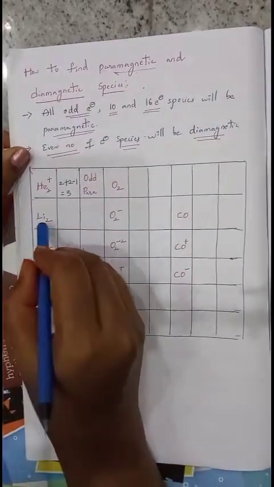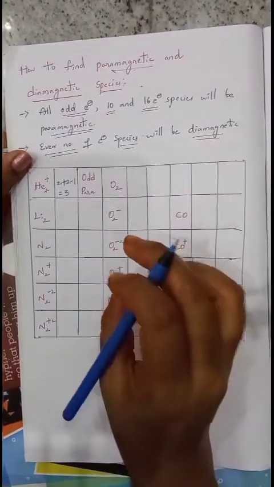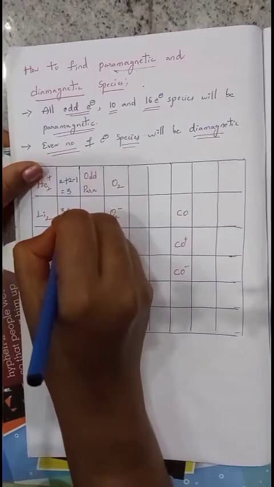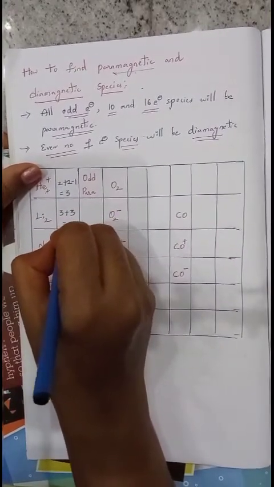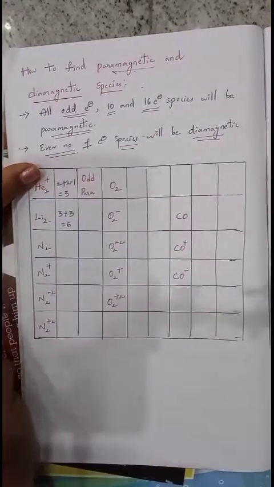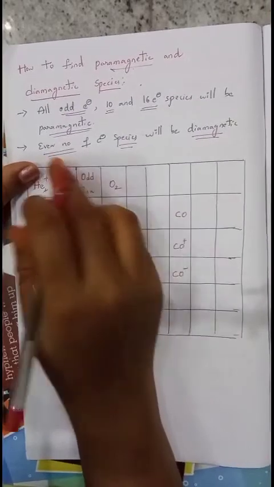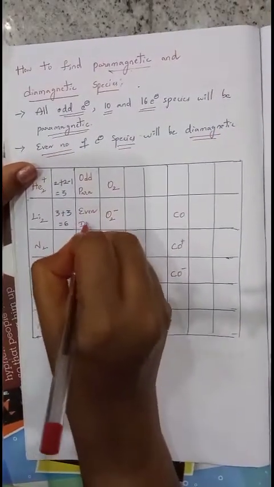Next one, Li2 plus. Lithium atomic number: hydrogen, helium, lithium. Lithium atomic number is 3. And 2 lithiums are there, 3 plus 3, which equals 6. 6 is an even number. If an even number of electrons are present, then that is said to be diamagnetic.